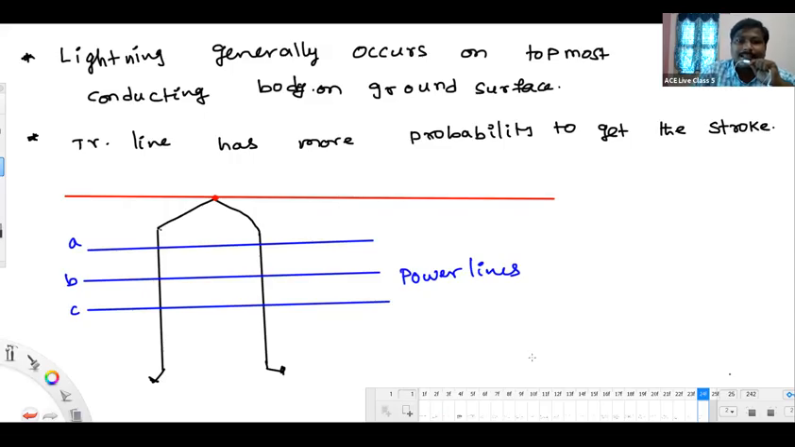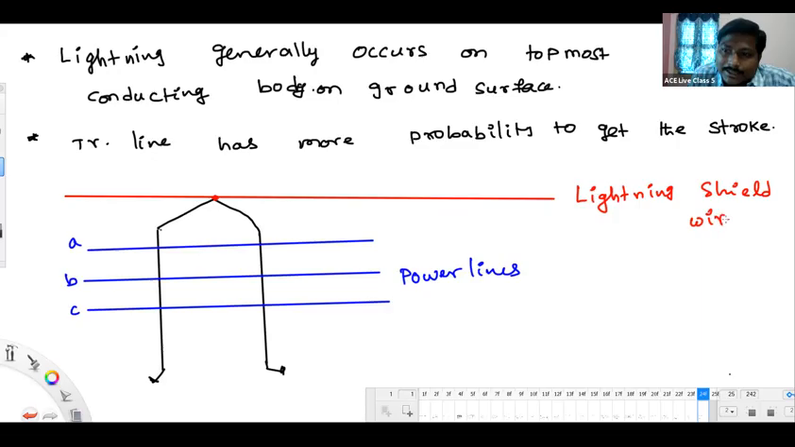What I can say simply is, whatever the extra wire we kept on the top of the tower, it is going to provide some sort of protection or shielding. Shielding or protection, both are the same words, for the power lines from the lightning strokes. Hence, we are going to call this topmost wire a lightning shield wire.